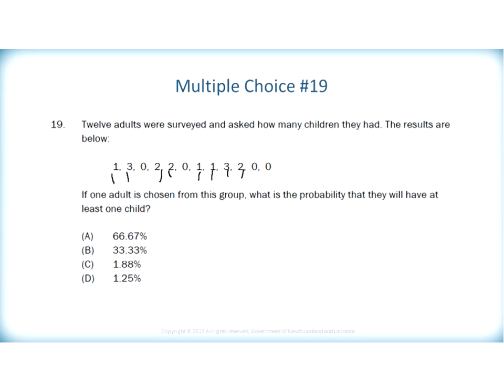So 8 out of the 12 adults surveyed, giving us 0.666, and so on. So the percentage would be 66.67%.